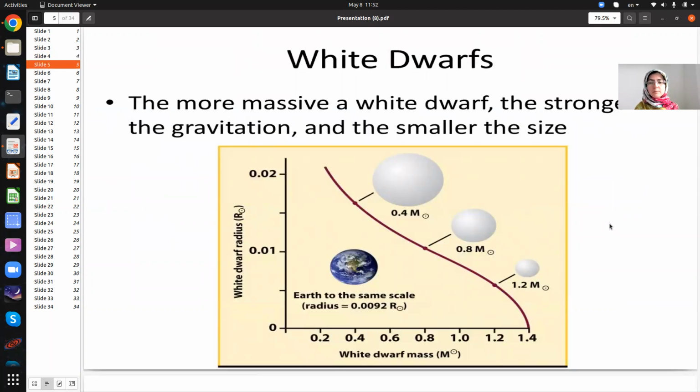Here you see white dwarf. The more massive a white dwarf, the stronger the gravitation and the smaller the size. And it has a large magnetic field.